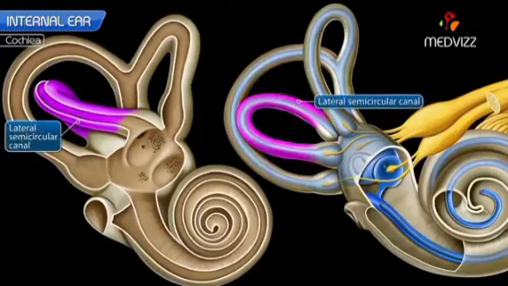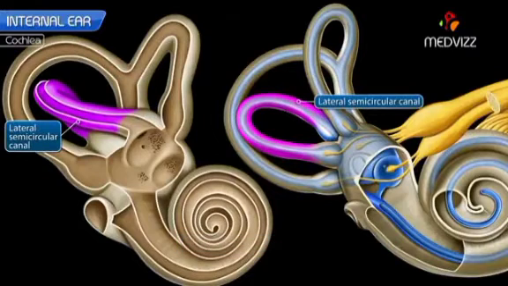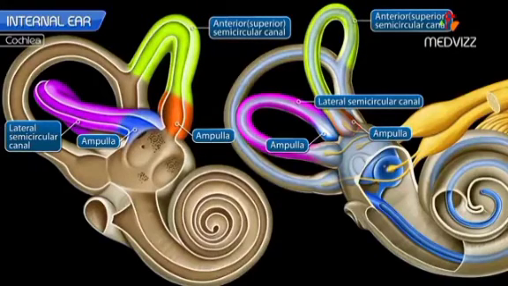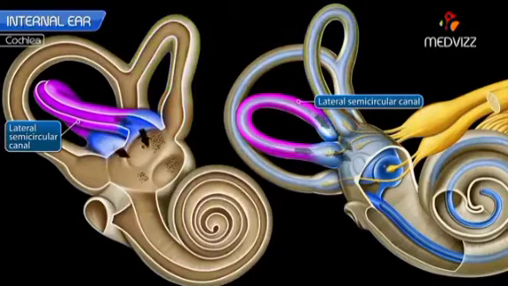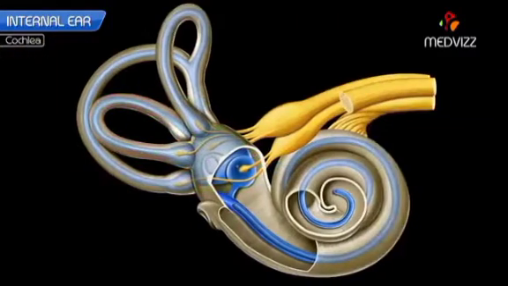The lateral semicircular canal lies in the horizontal plane. Its anterolateral end is ampullated and lies close to the ampullated end of the anterior semicircular canal. Both the ends of this canal open directly into the vestibule. Thus, 3 semicircular canals open into the vestibule by 5 openings.